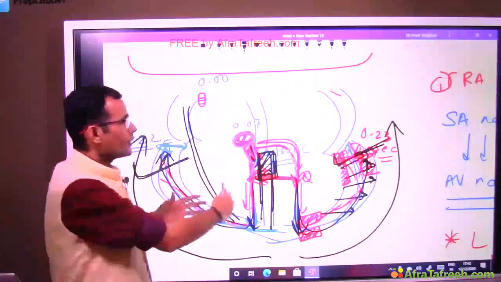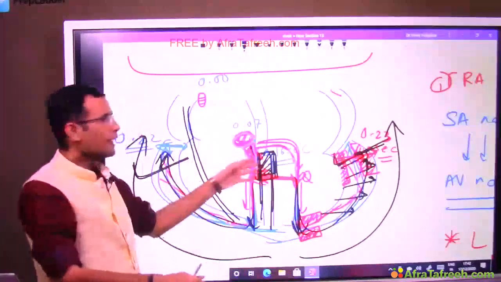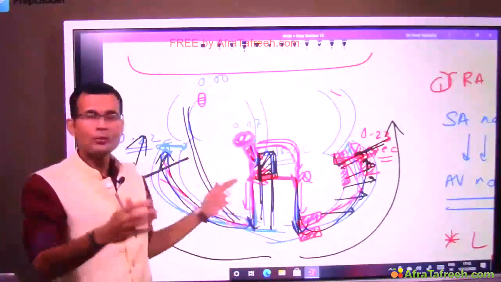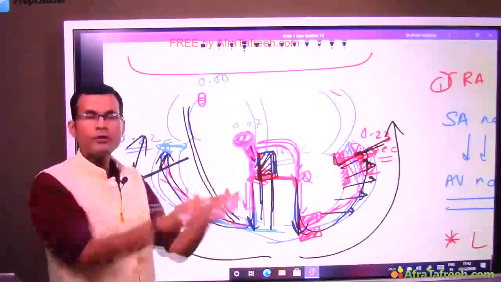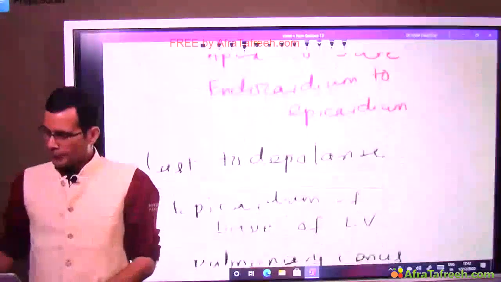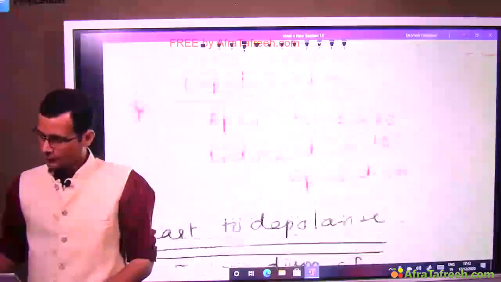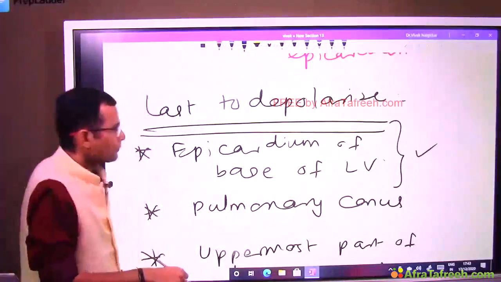When the last parts of the ventricle are depolarizing, at that time the interventricular septum, the uppermost part, is also depolarizing. So when the contraction starts, when systole starts, the septum will be an upright contracted muscle mass. So the last parts to get depolarized are these parts which I mentioned just now. And therefore we have effectively answered that question.